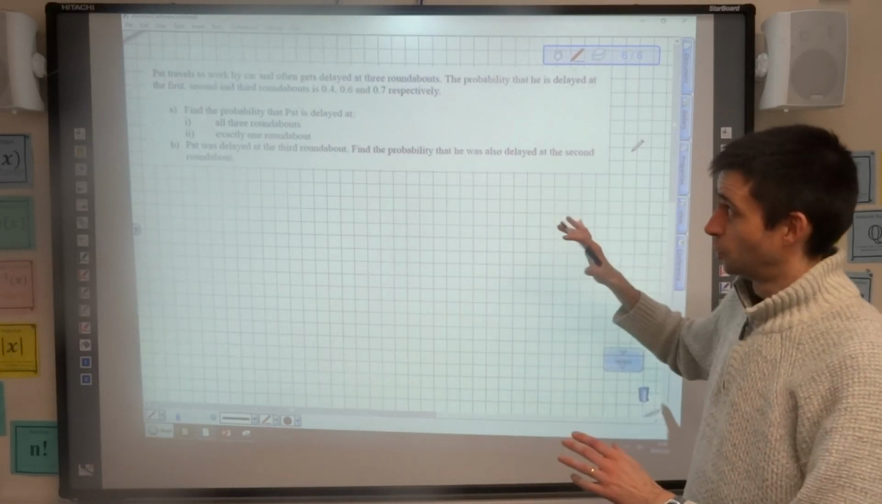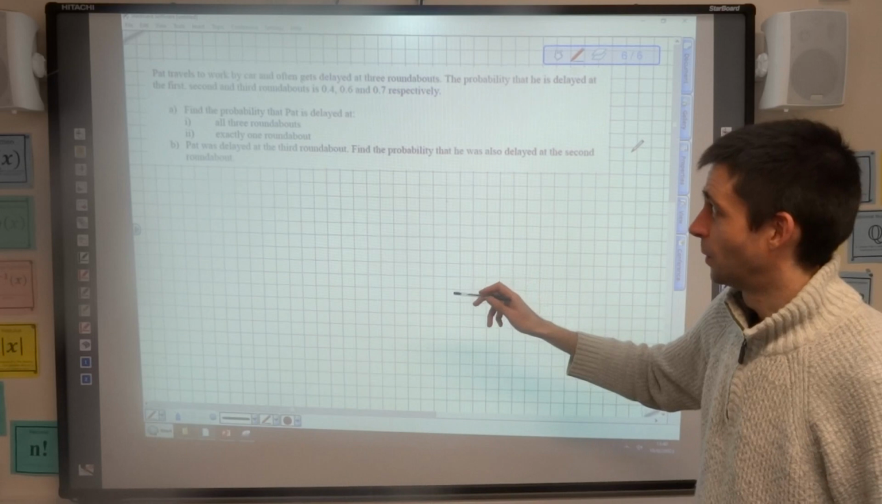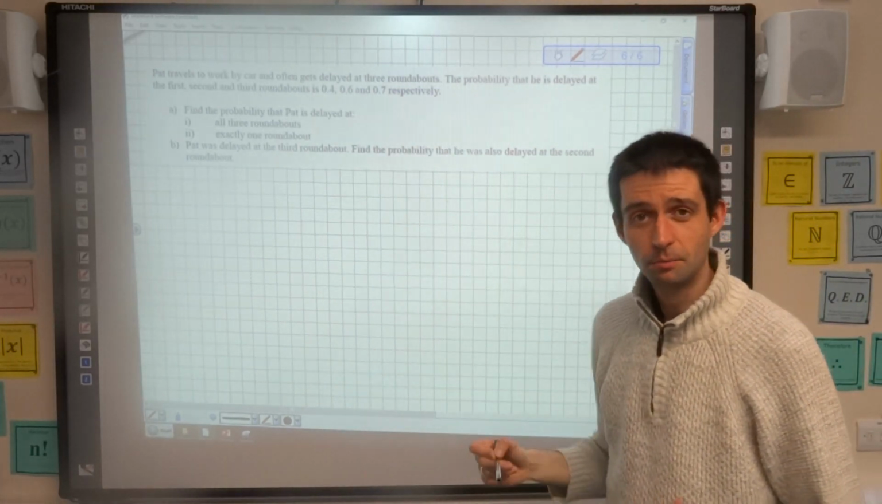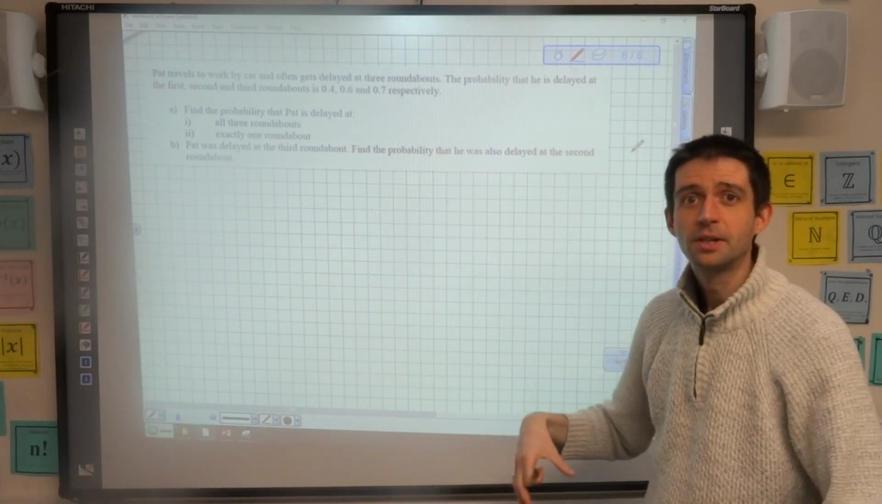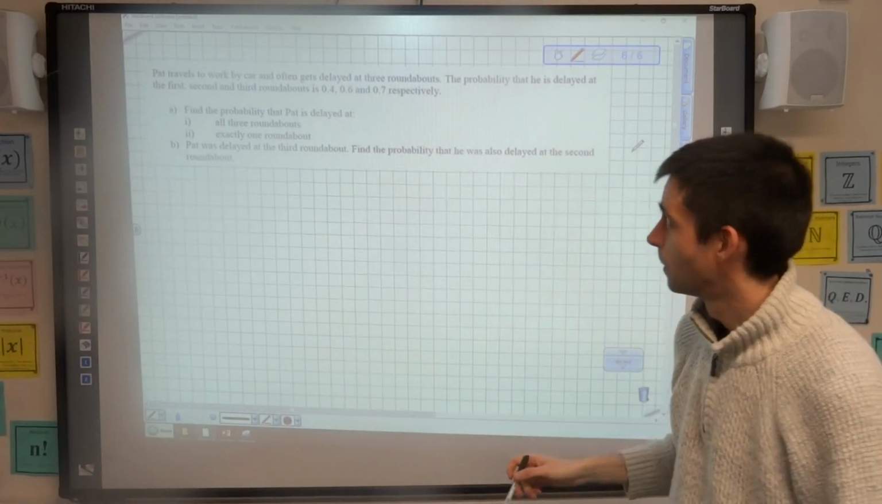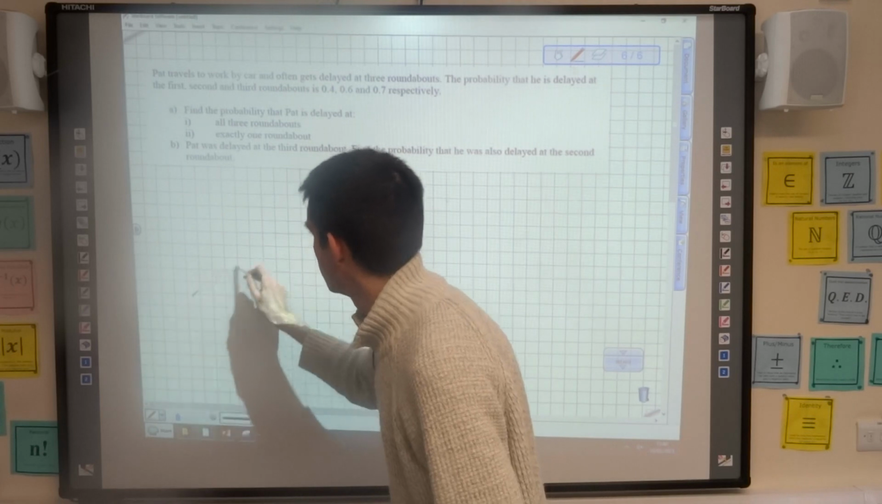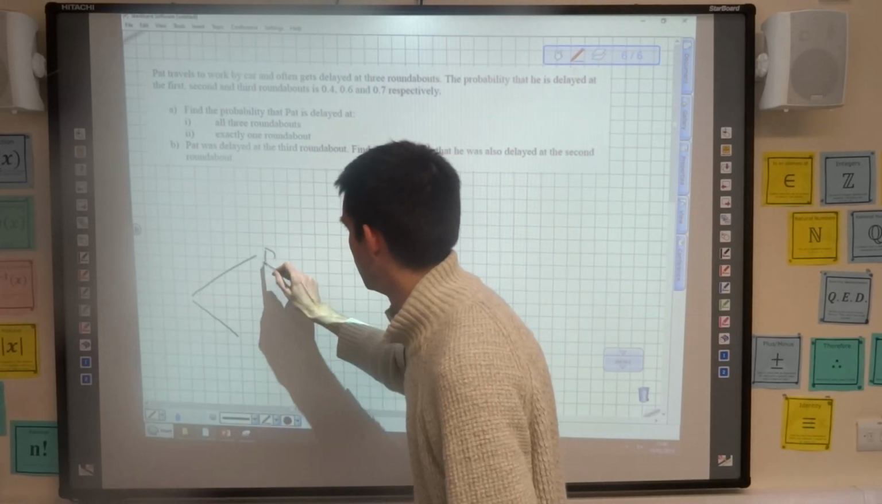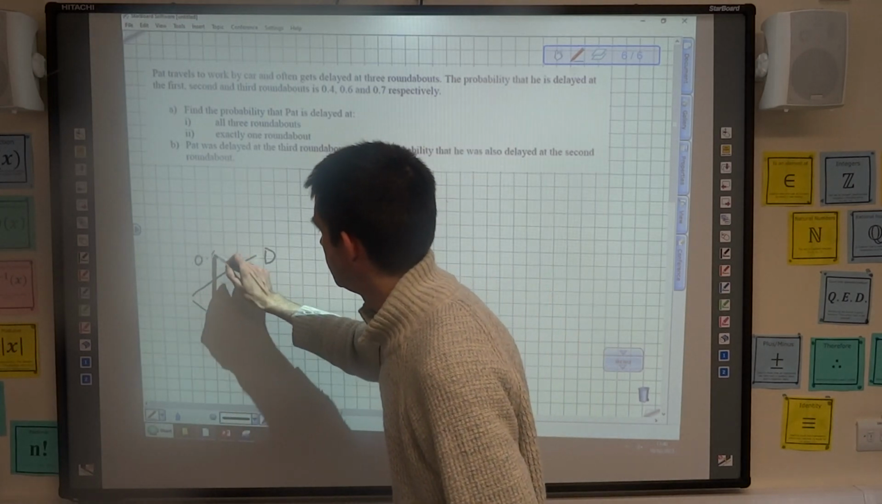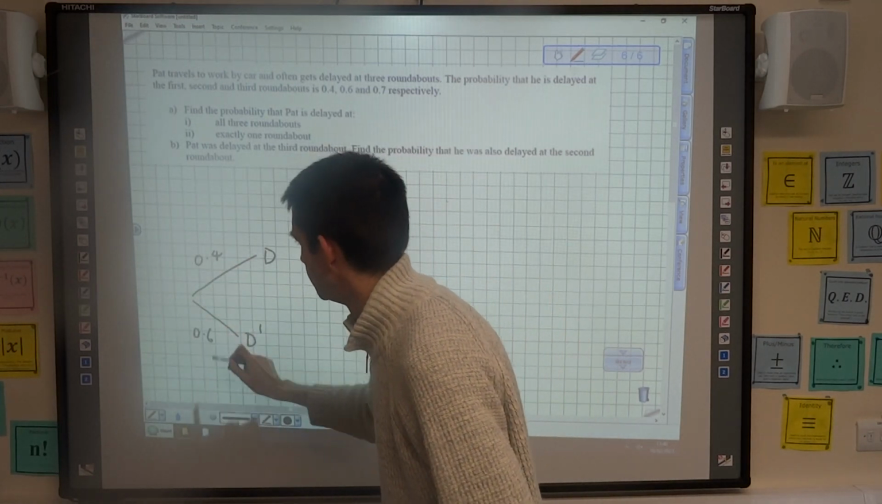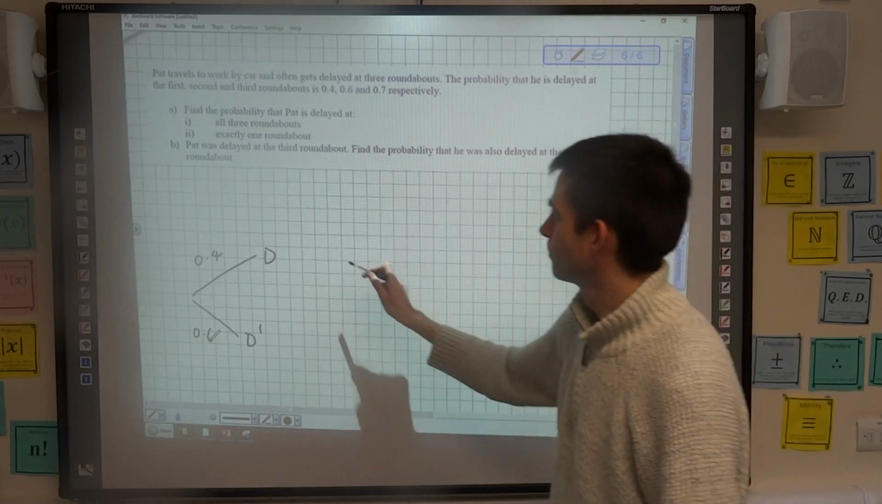Now, just all 3 roundabouts, we can jump in straight away there because we can just multiply the 3 probabilities together. What I am going to do though is set it all out in a nice tree diagram because that's going to allow us to access the rest of the question. So the first event is roundabout 1. I have either being delayed or not delayed. The probability of being delayed is 0.4 and not being delayed is 0.6.